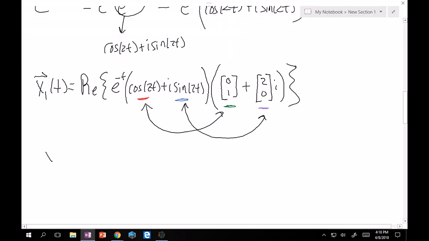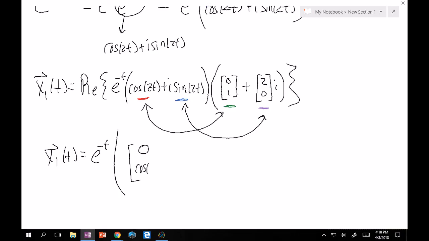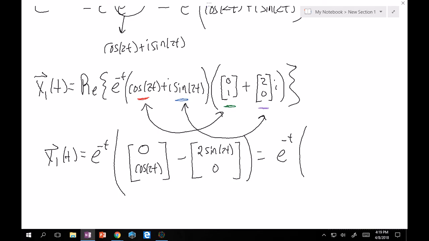If we now take x1 of t to be, let's pull out the e to the minus t because that's not going to do anything, times the real component, which means it's going to be the red times the green and the blue times the purple. So this will be 0, 1 times cosine 2t, meaning there's going to be a 0 on top and then a cosine 2t down here. And then if we add the blue and the purple, be careful, i squared is minus 1, so we have to subtract it. Minus, and then we get a 2 sine 2t here, and a 0 here. Therefore, x1 of t is really just e to the minus t times, this is going to be a minus 2 sine 2t, and then on the bottom is a cosine of 2t.